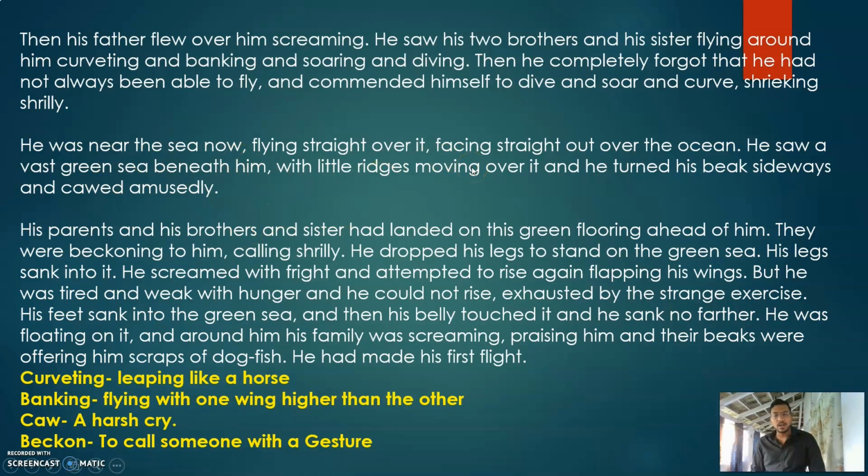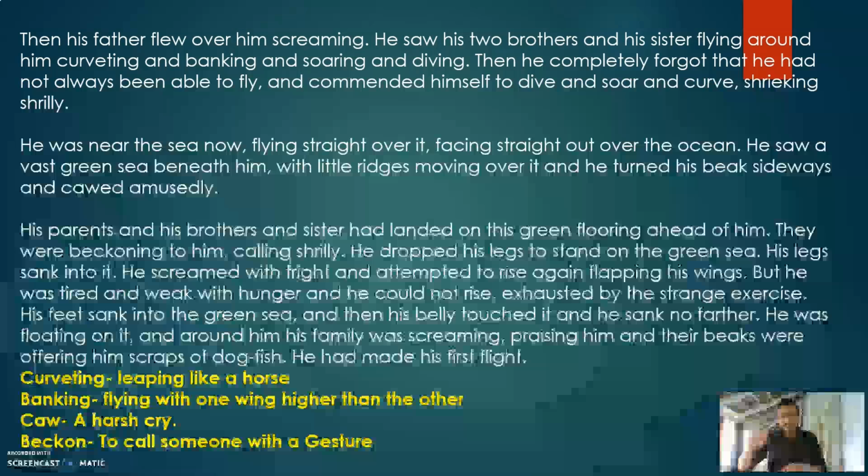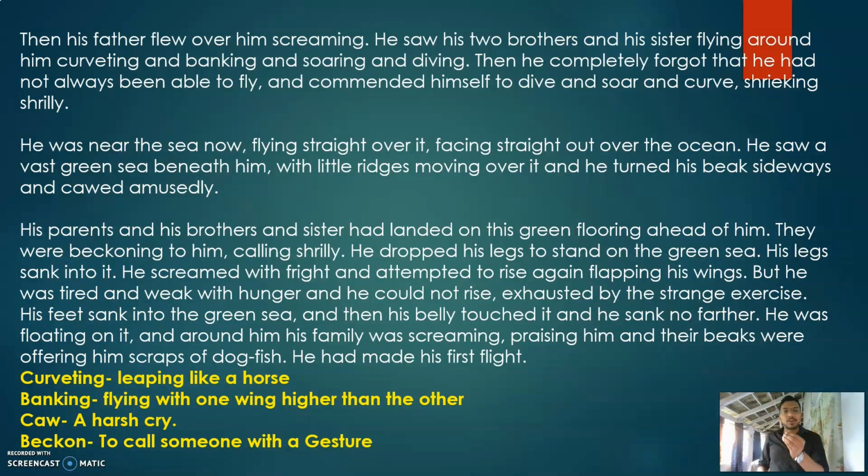He was flying over the sea, facing straight out over the ocean. Now he is flying over the sea. He saw a vast green sea beneath him with little ridges moving over it, and he turned his beak sideways and cawed amusedly. Now he was flying, and as he's flying, he looked at the beautiful sea. Then he turned his beak sideward, means he tried looking here and there, and then he cawed. Caw means a harsh cry. See at the end of the page, it is a sound made by the birds, and he's quite amused. That is why he's making this caw sound amusedly.